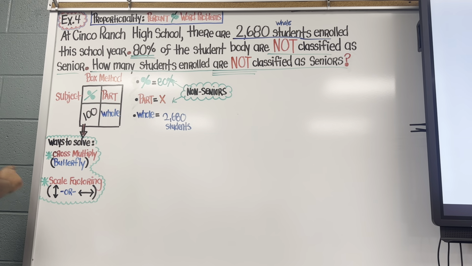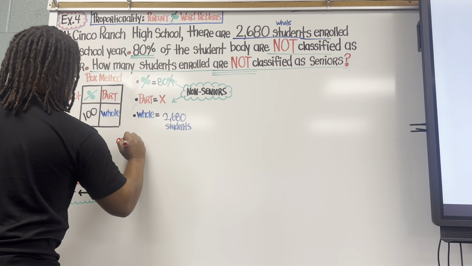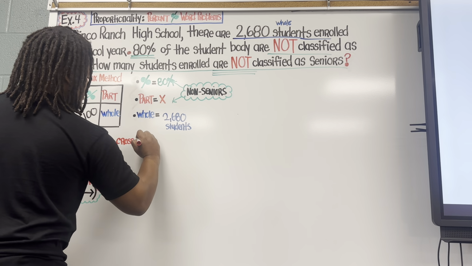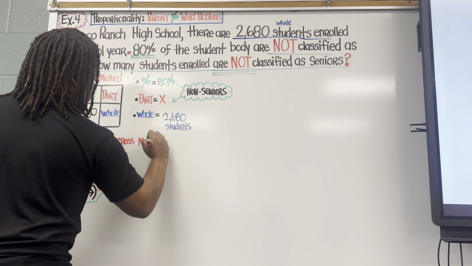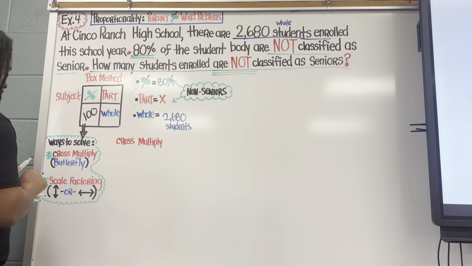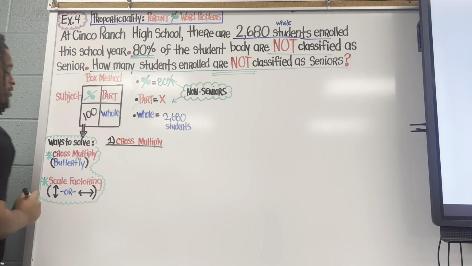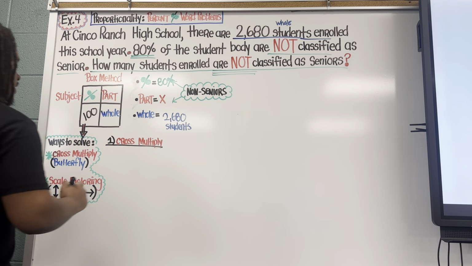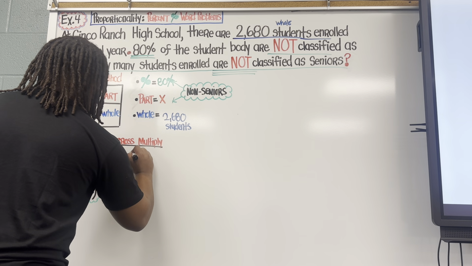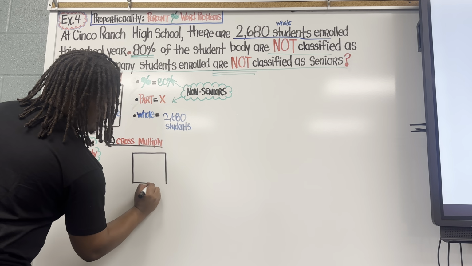Once again, I'm gonna solve both ways. Let's do cross multiplication. I'm gonna do it this way first, and then after I do it this way, I'm gonna do scale factoring, okay? So once again, guys, you can do it the first way, which is cross multiplying, okay? Let's go ahead and do that. Once again, guys, you draw a box, and you follow this formula, this format, okay?